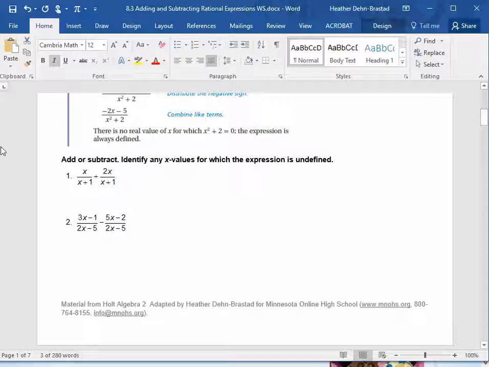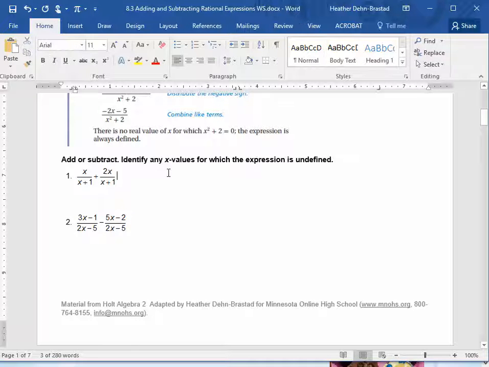All right, so in number 1 and 2, these are also common denominators. So all you have to do is add the top. Now, there are 2 ways in Word to do this. You can just use parentheses as needed. So 1x plus 2x is 3x.